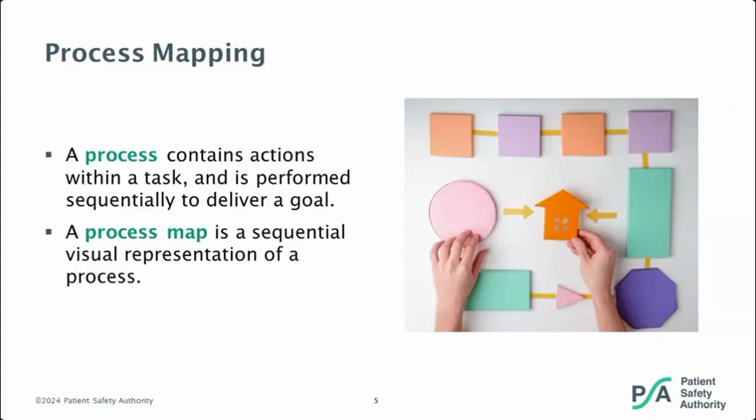Anytime we can make something visual and we can see relationships between things, that is going to impact our process positively and be a value add for us. So a process map, at its simplest form, shows us a sequence of actions within a task and how they're performed sequentially to deliver a goal. It's a sequential visual representation of a process. And everything is a process.